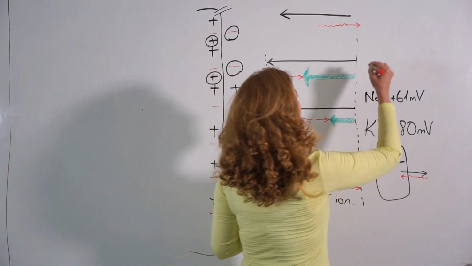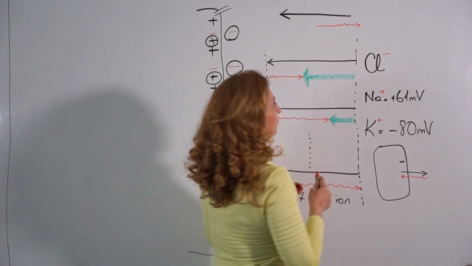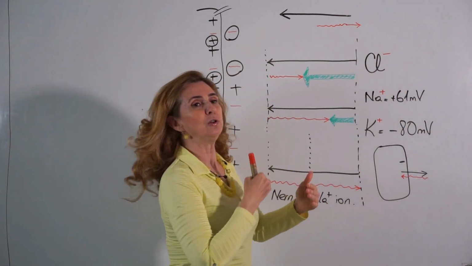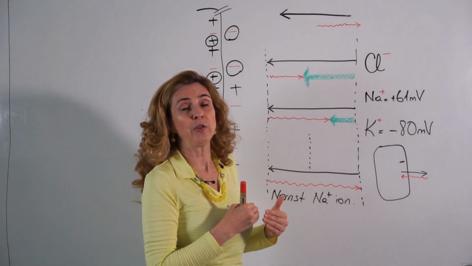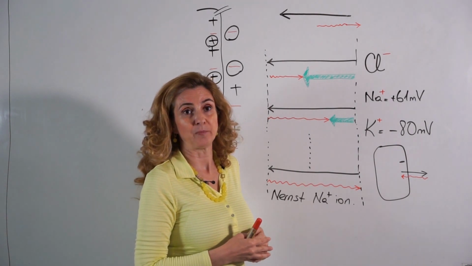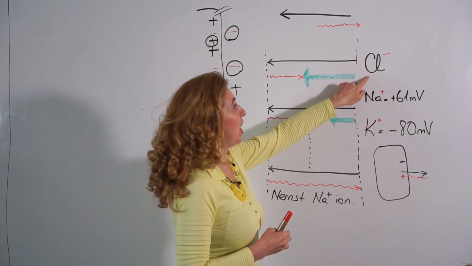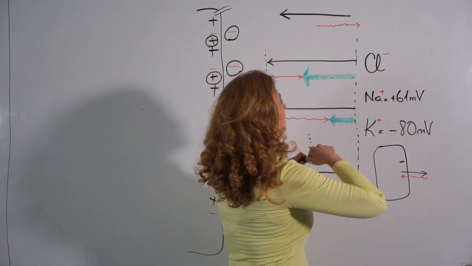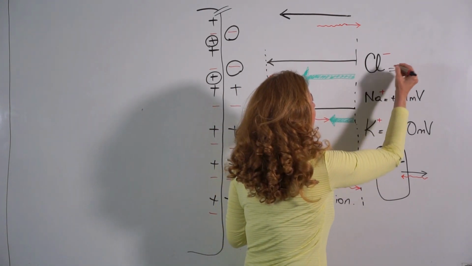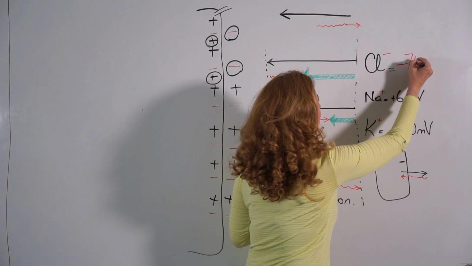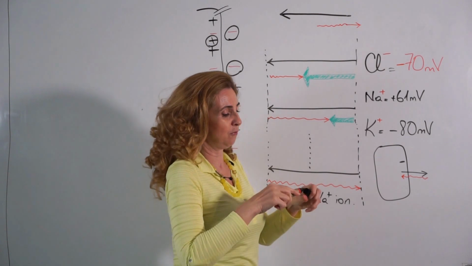Try to guess what the Nernst potential for a negatively charged ion would be. The rule will work in the opposite direction. Chloride is high on the outer side of the cell. So when you have a negatively charged ion on the outer side of the cell, the Nernst potential of it is going to have a negative value. A typical Nernst potential for chloride is about minus 70 millivolts.